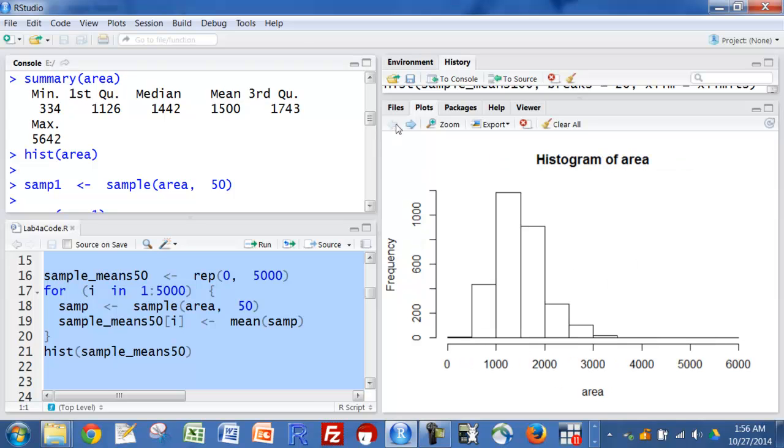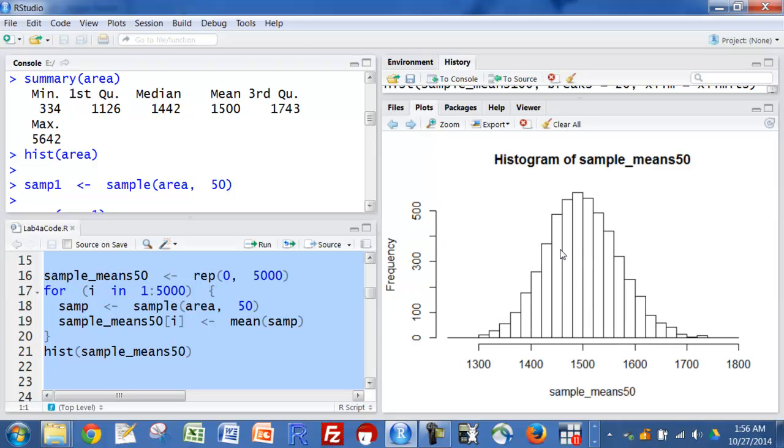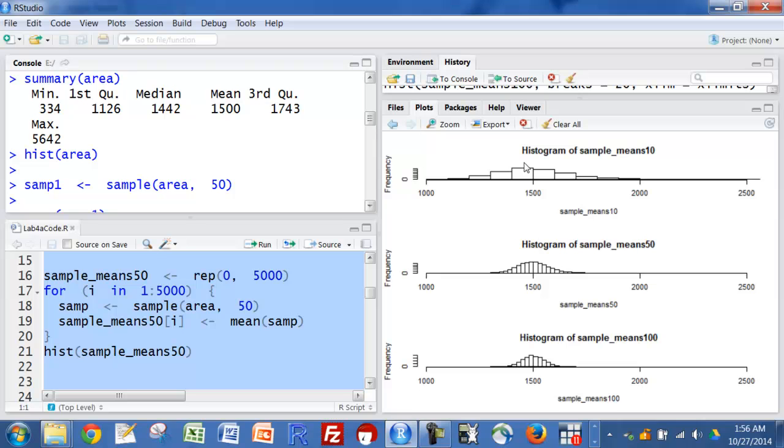Remember, the population went from somewhere in the 500 or less up to over 3,000. So this is much narrower. The next one is just changing the width of the intervals on that one. And then the last one put the histograms for sample means of size 10, 50, and 100.